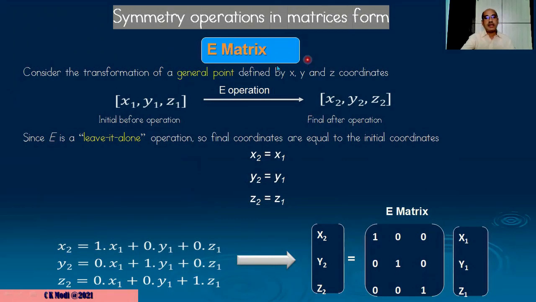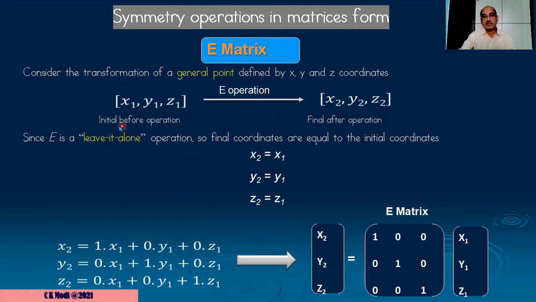Now the E matrix. Now we derive the symmetry elements in terms of matrix. So how to derive the E matrix? Consider the transformation of a general point. Imagine a point with coordinates x1, y1, and z1. If I perform the E operation, which means no change is made in the molecule, we get new coordinates x2, y2, and z2.